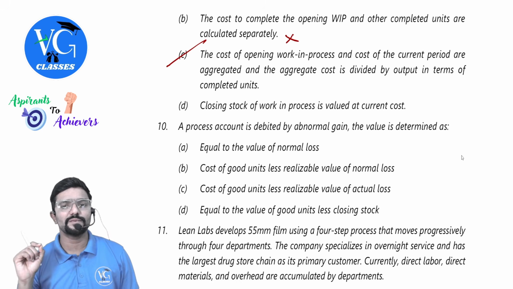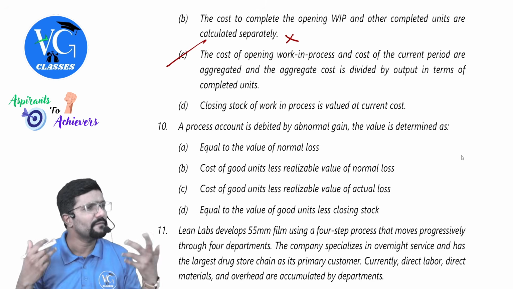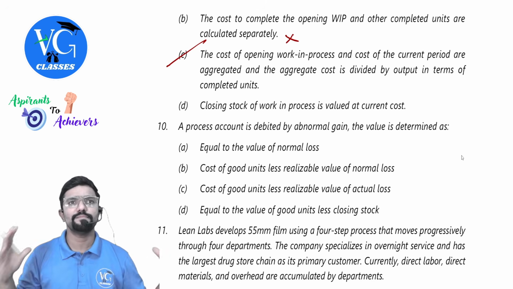Let me read the last one also. Closing stock of work in progress is valued at current cost. No, it is valued at what? Weighted cost. That is the weighted average price.